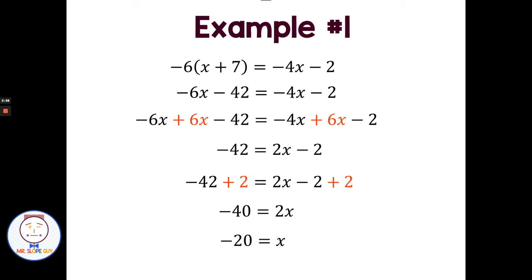So if x equals negative 20, that means I have one solution. The solution is negative 20. So I have exactly one solution in this case, negative 20.